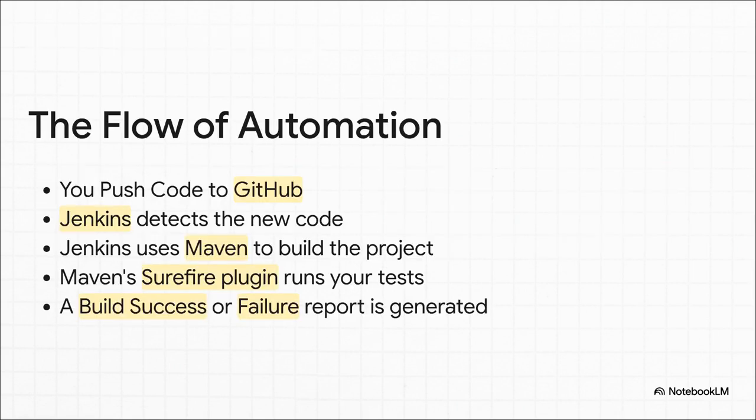So let's just trace that chain of events one more time. It starts with you. You push your code to GitHub. An automation server like Jenkins is always watching, and it detects that new code. Jenkins then uses Maven, our universal key, to build the project. Maven, in turn, uses its Surefire plugin to run all your tests. And finally, a report is generated, a simple thumbs up or thumbs down on the health of the entire project.